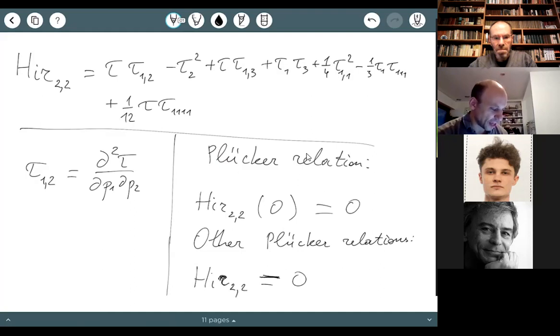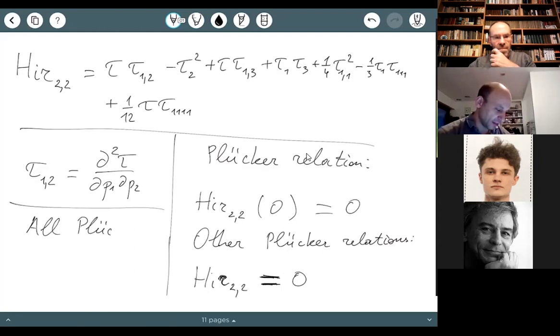And so far I only showed you that one coefficient of this power series is equal to zero. But actually when you write different Plücker relations, they arrange into a partial differential equation on tau. Each Plücker relation tells you that one coefficient of the resulting power series vanishes. So in the end, you obtain that tau satisfies this equation. And actually you get not one equation, but a whole hierarchy. So all Plücker relations give you what is called the Hirota hierarchy.